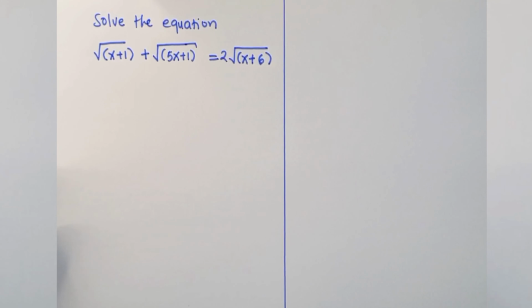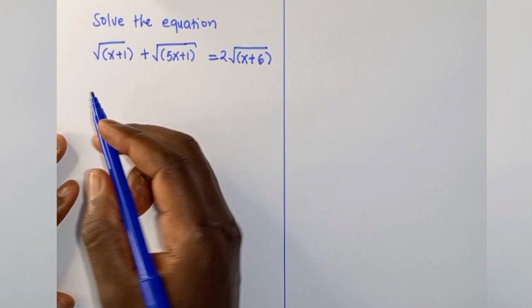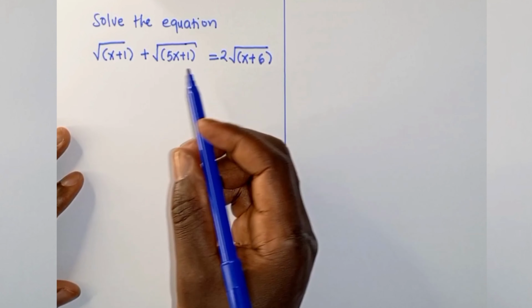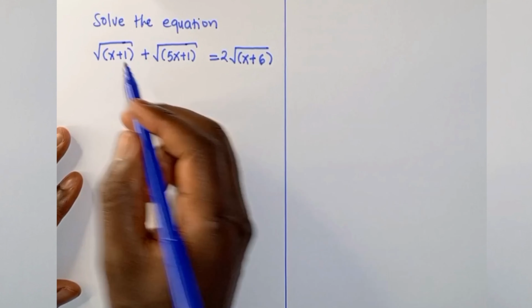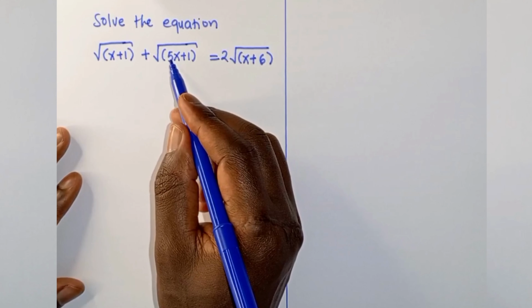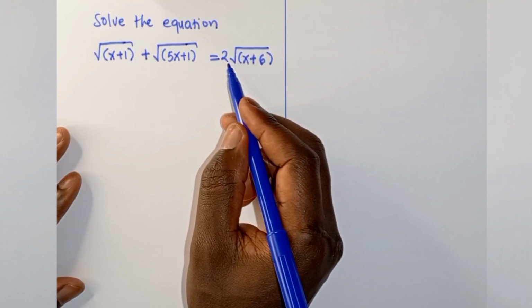So to solve such an equation whereby they are all square roots, so we have the square root of x plus 1 plus the square root of 5x plus 1 is equal to 2 square root of x plus 6. So we have such an equation.